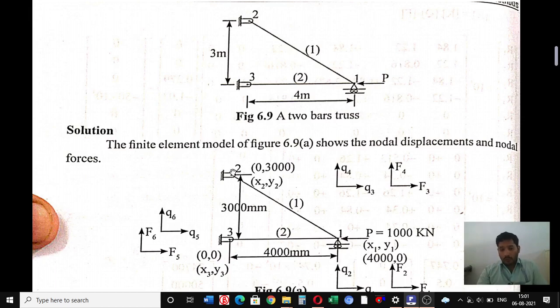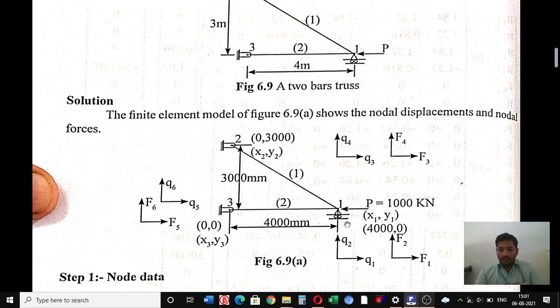Come to node 2. Here x2 becomes 0, and y2 becomes 3000. Why? Because of the vertical height from 3 to 2, which is 3000 mm. So x2 at this point becomes 0, and y2 is the height from the bottom, which is 3000 mm. For that reason we take the value of y2 as 3000 mm.